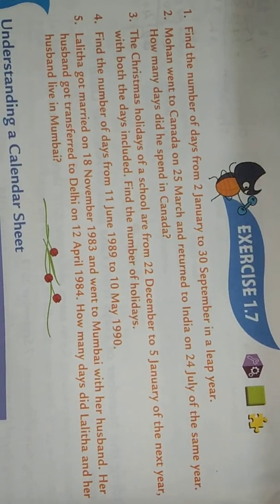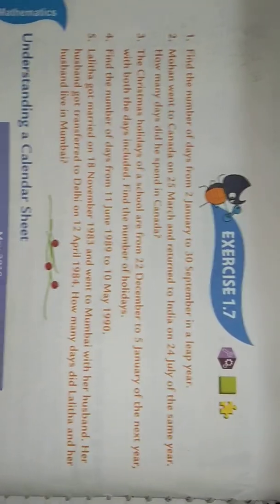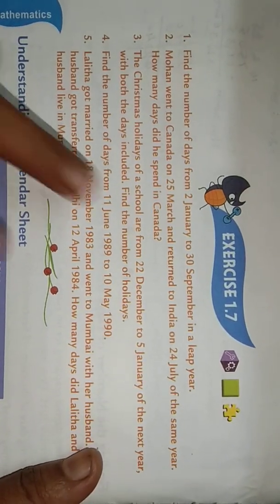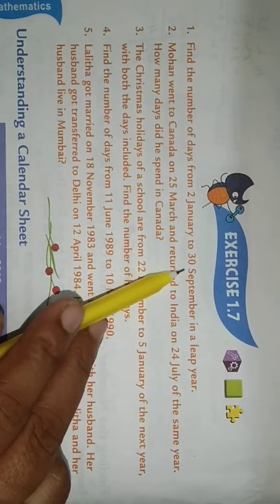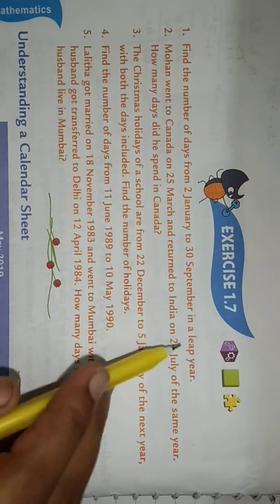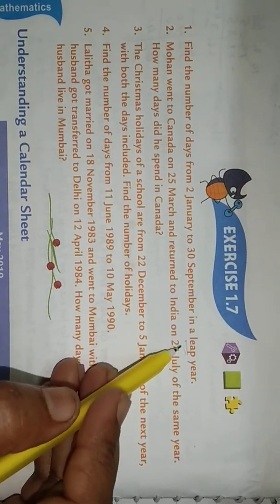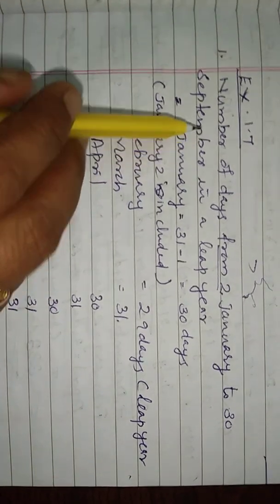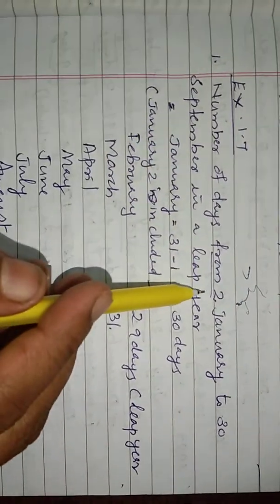Here there are some questions. Find first question, exercise 1.7. First question, find the number of days from 2nd January to 30th September in a leap year. That means that year is a leap year. So I have prepared the question for you.